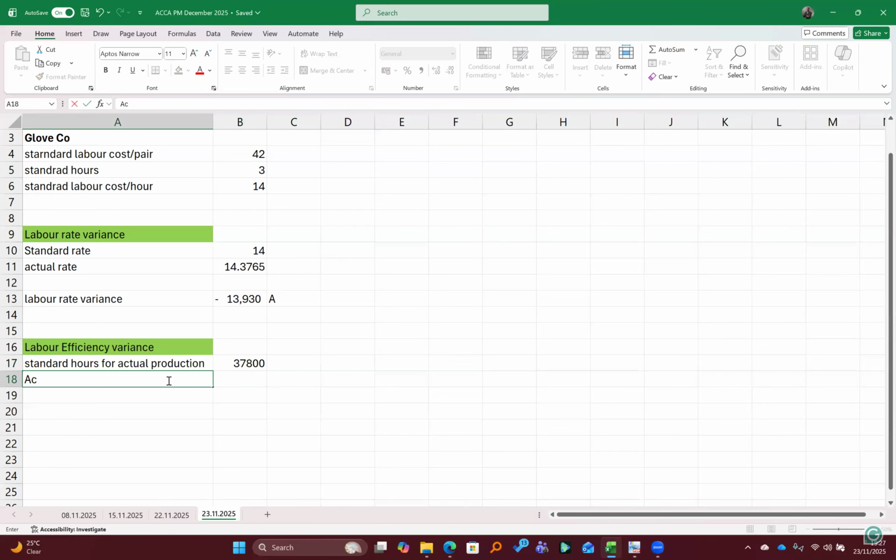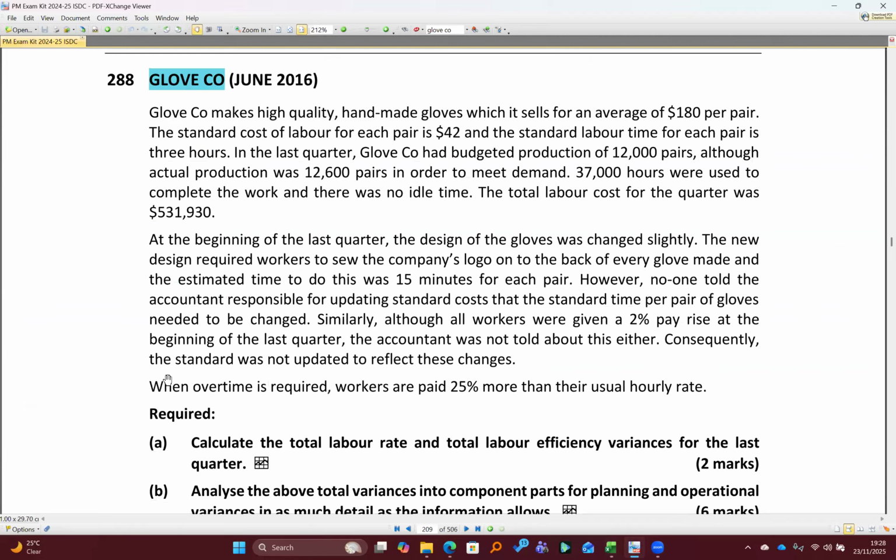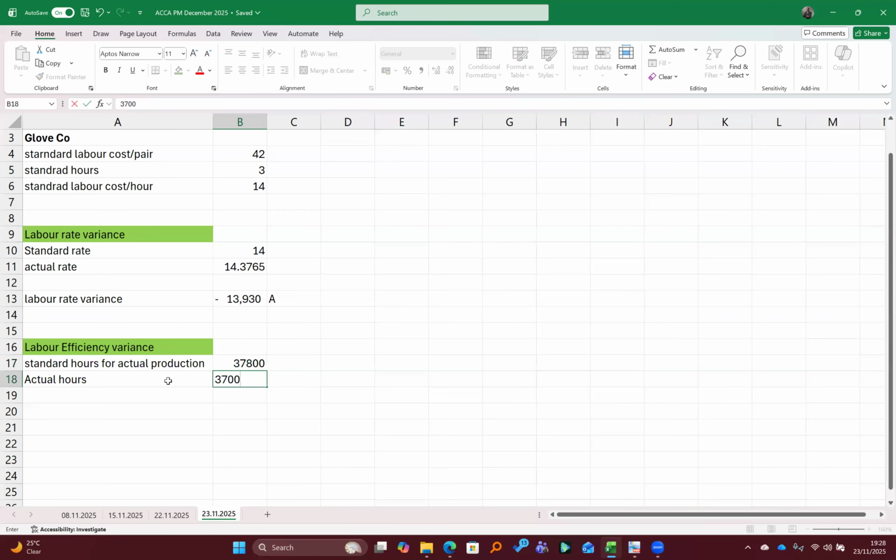So what are the actual hours? Actually, the actual hours were 37,000. So what this lets you know is that we had planned to use 3 hours per unit. We should have only used 37,800, but we actually used 37,000. It means that actually we used less.